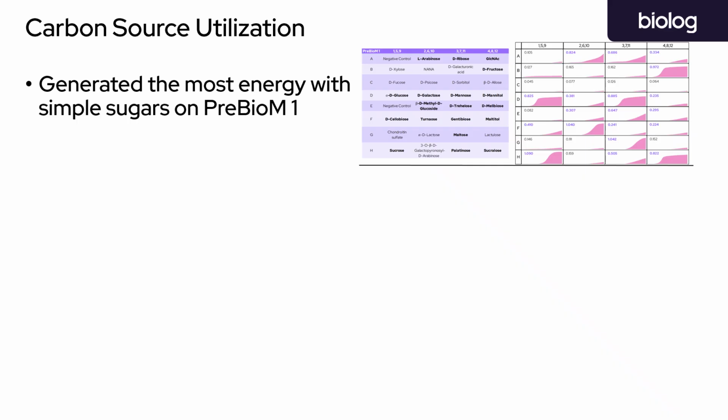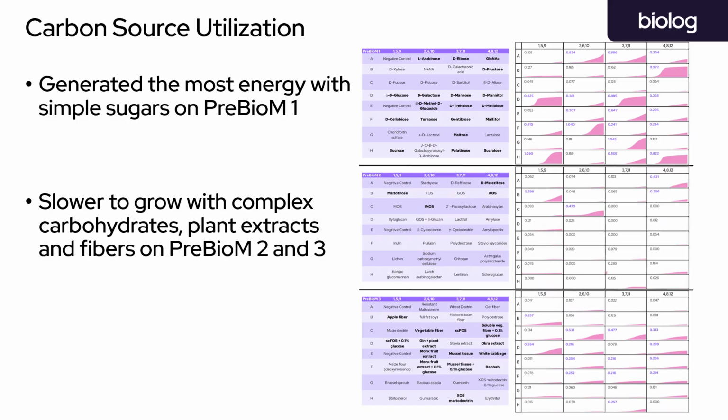So let's take a look now at the more complex substrates in prebiome 2 and 3. And here we can see that not as much energy is produced on any given poly- and oligosaccharide here on prebiome 2 in the middle. However, there are many plant-derived fibers and extracts, like those on prebiome 3, that are being utilized by the community. So this could be due to the pressure on that community in the kombucha to utilize substrates that are derived from the tea leaves. So let's move on to the average well color development and Shannon's indices to see if any other trends start to emerge.